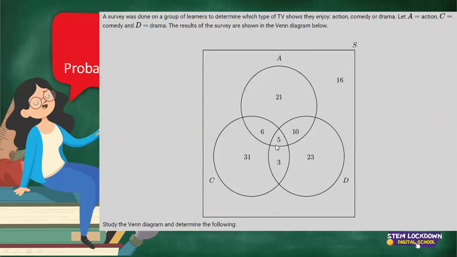So the probability of A now is 42 over 115, because our sample space is 115. So 1 minus 42 over 115 equals 73 over 115. This is our answer.